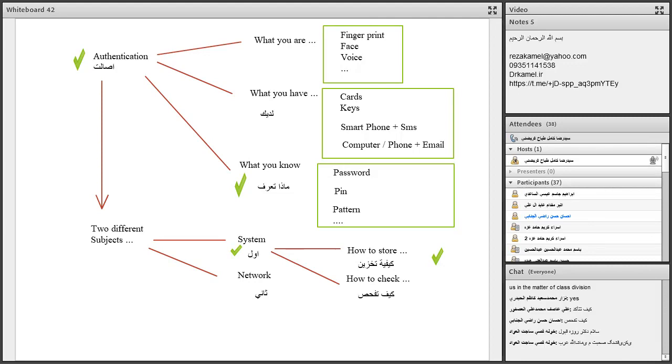I'm using Google Translate, so it's not that I know all the words. I just use Google Translate.